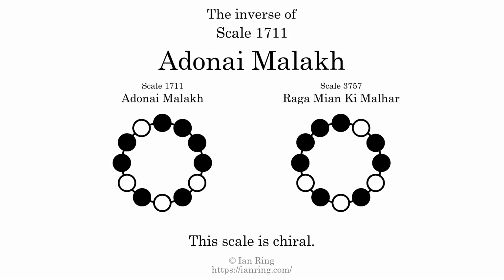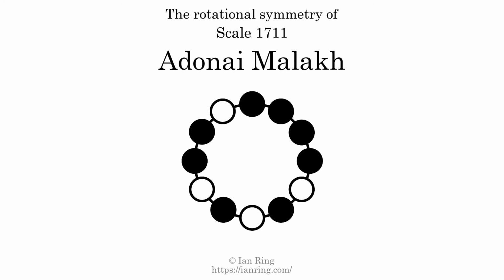The inverse of a scale is a mirror image. It is what you get when the sequence of intervals is reversed. The inverse of this scale is scale 3757, also known as Ruggamianki-Malha. This scale is chiral. It cannot transform into its inverse by rotational transformation. This scale has no rotational symmetry.